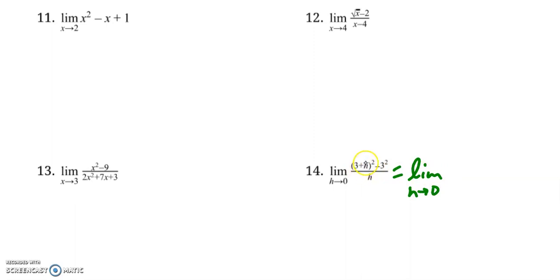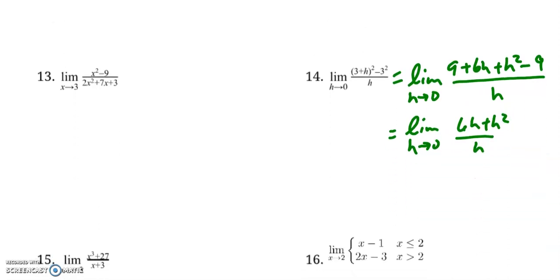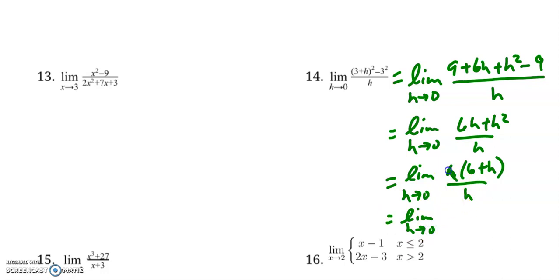So 3 plus h times 3 plus h. Well, that's going to be 9 plus 6h plus h squared. And then minus 3 squared, so that's 9. We can see some things are going to cancel here, the 9s. And we're left simply with 6h plus h squared in the numerator. Now I can factor out an h, and it will cancel with the denominator. So now I simply have the limit as h approaches 0 of 6 plus h, and do direct substitution. So we get that to be 6.